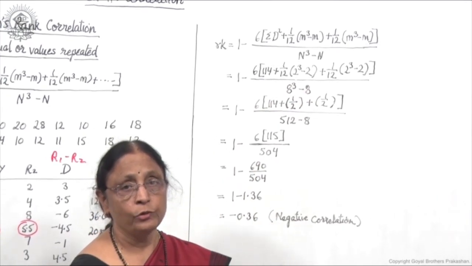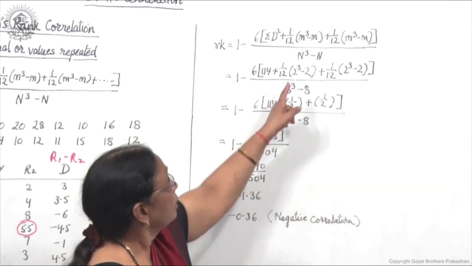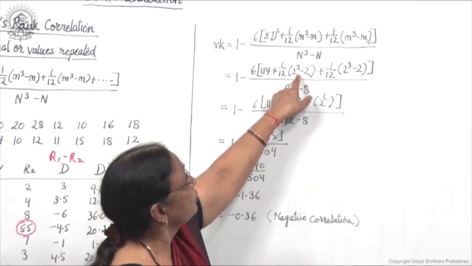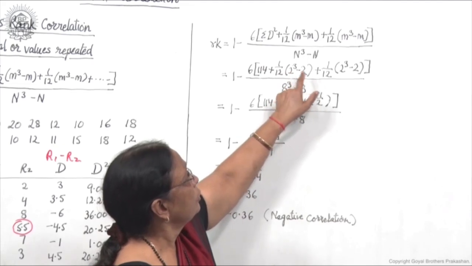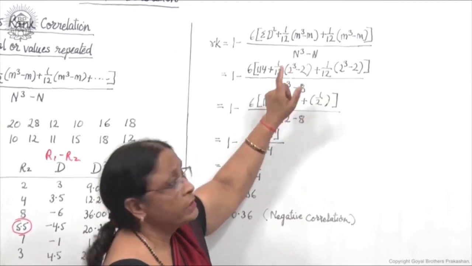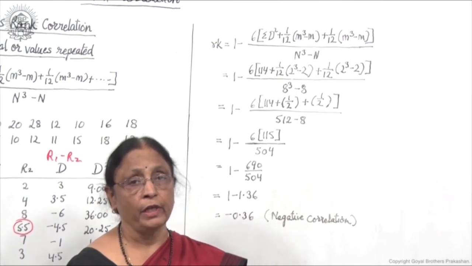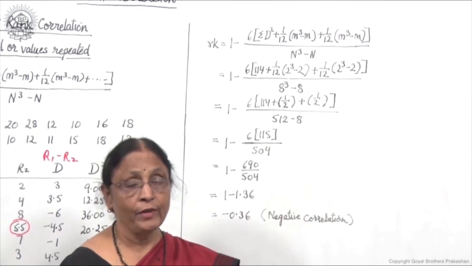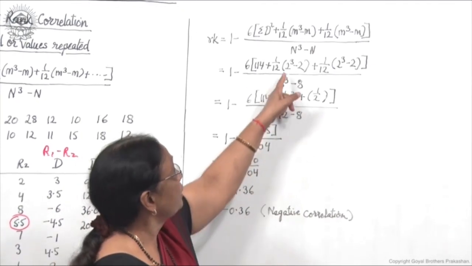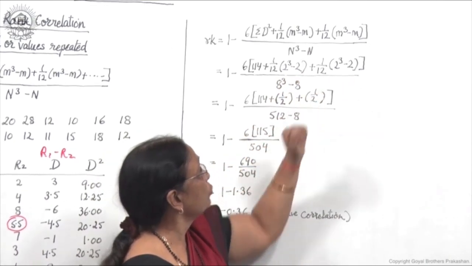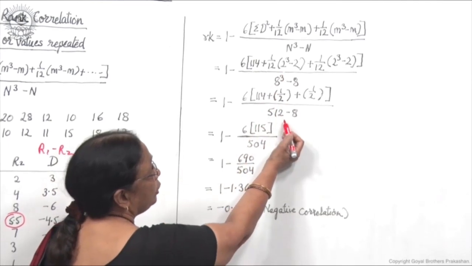Have you followed the values, or how to put the values in the formula? How many times the values are repeated in x series and in y series? You will write down here accordingly. M is how many times the value is repeated, not exactly the value, the repeated figure, right. So that is 2 cube minus 2, 2 cube minus 2. Now when you simplify this, then you get this value.